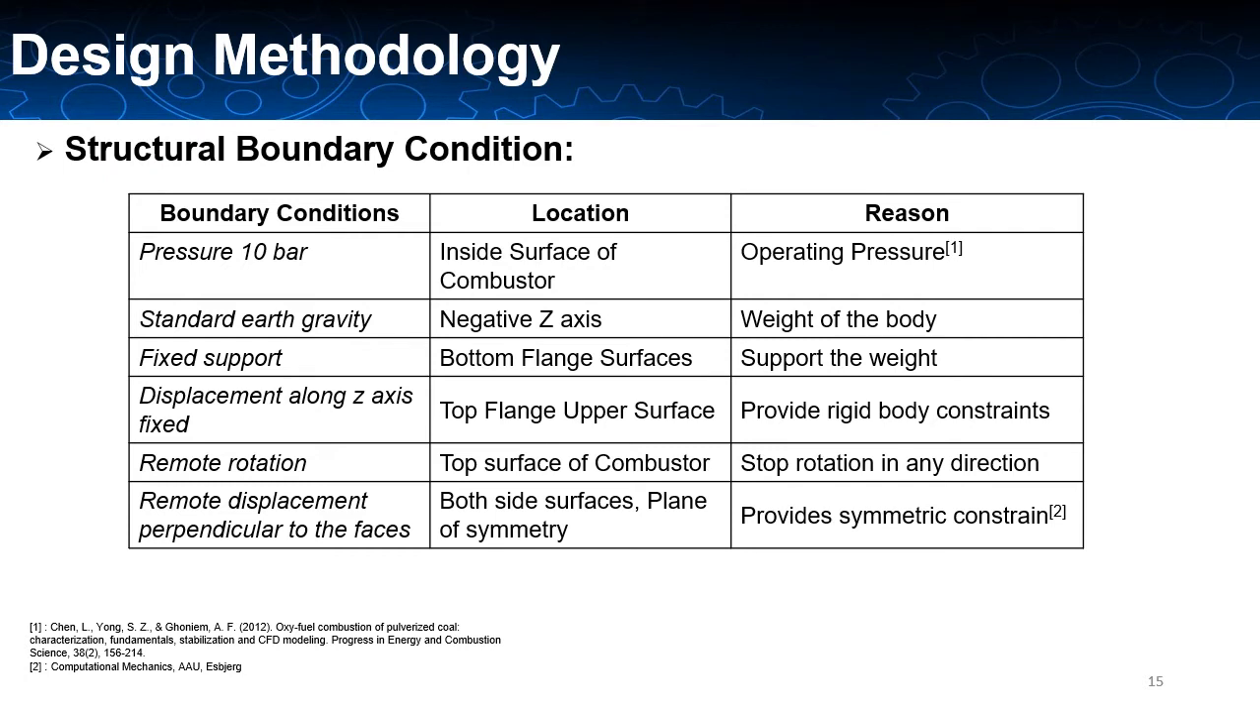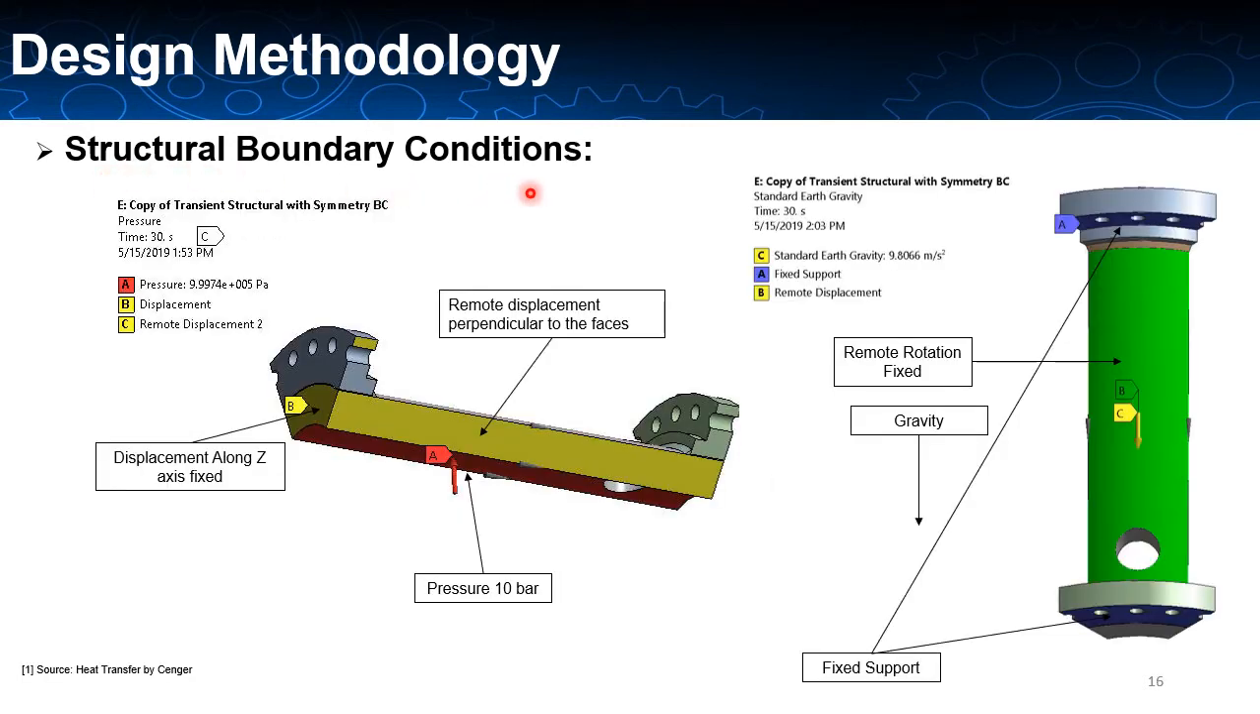For the structural sections, the inside operating pressure was 10 bar. I used standard earth gravity to account for the weight. Then fixed support was used on two flange surfaces to support the weight. Then displacement on one of the top surfaces was fixed so that I can have the rigid body constraints in the simulation. The rotation was stopped by fixing the remote rotation boundary condition, and remote displacement was also fixed on two side surfaces so that I can have the symmetric constraints. That's how the structural boundary conditions look.